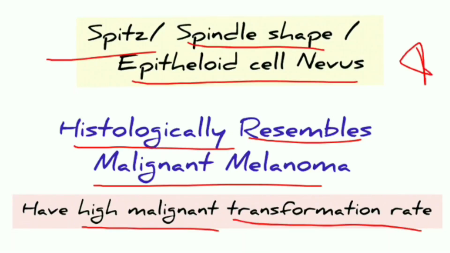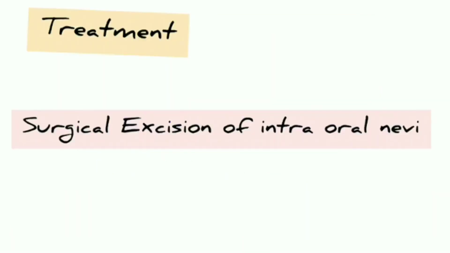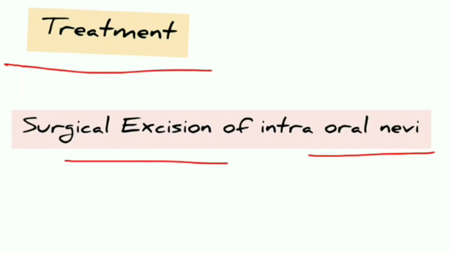It is very important. It is again an MCQ question: in which type of nevus is the malignant transformation rate very high? So the answer is Spitz nevus, spindle shaped nevus or epithelioid cell nevus. So you also have to remember the alternative names. Let's see the treatment for this nevus. When we talk about the treatment, surgical excision is the best choice. So here we can do surgical excision of intraoral nevi.